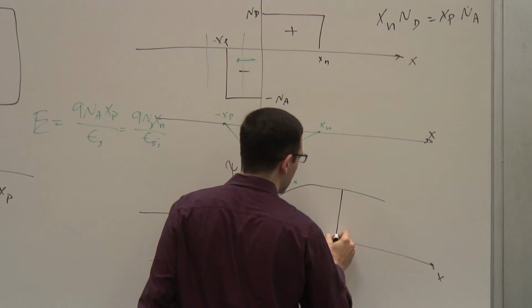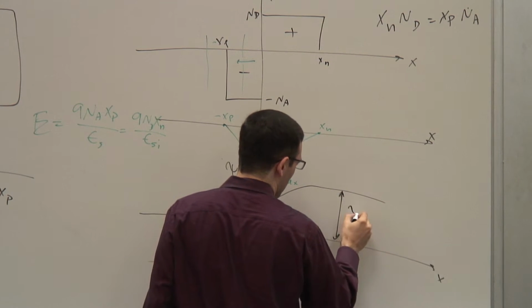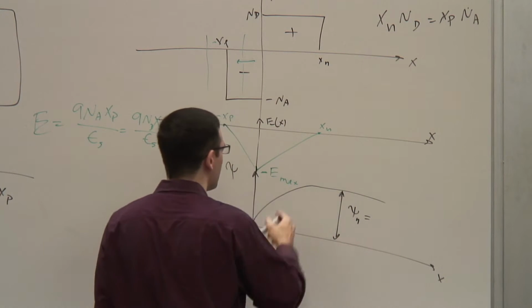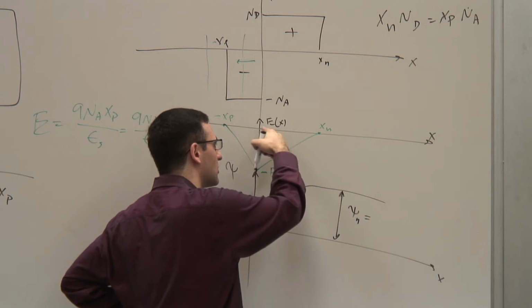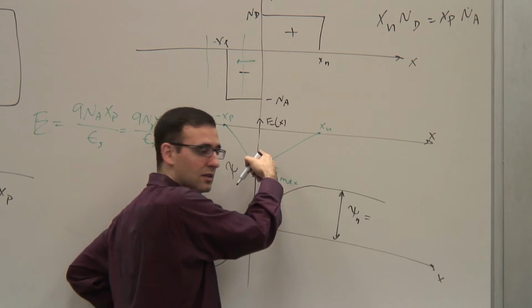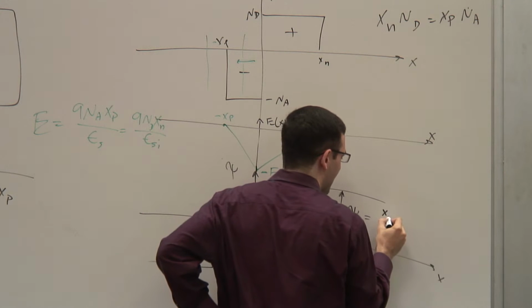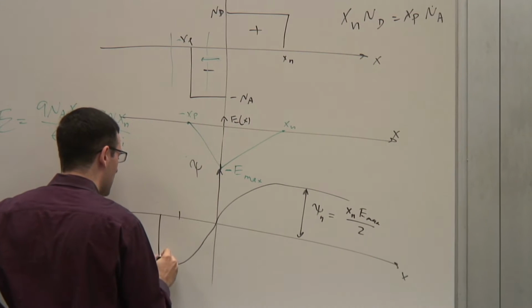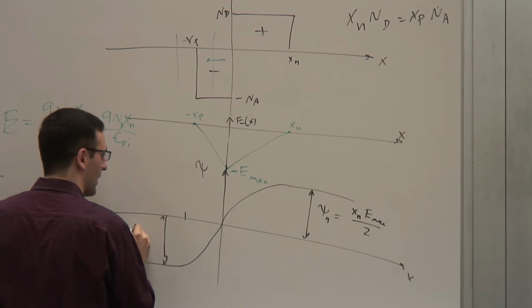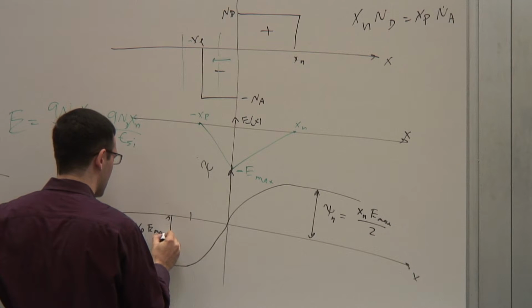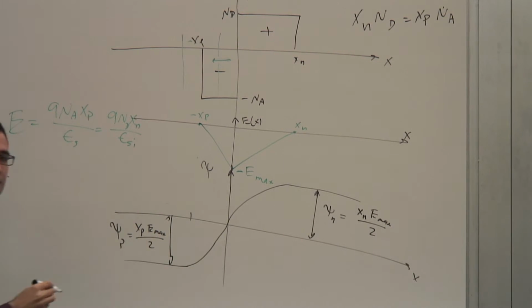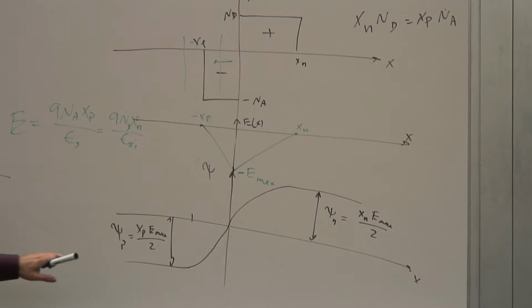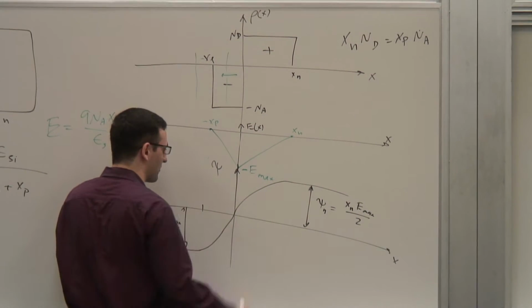And let's associate different names for the potential drops on each side. On this side we have psi n, which is going to be the area of this triangle, right? Because it's integrated. Which is xn Emax divided by 2. And you have psi p on this side, which is xp Emax divided by 2. Right? So that's it. And the total potential across the junction is the sum of these two.